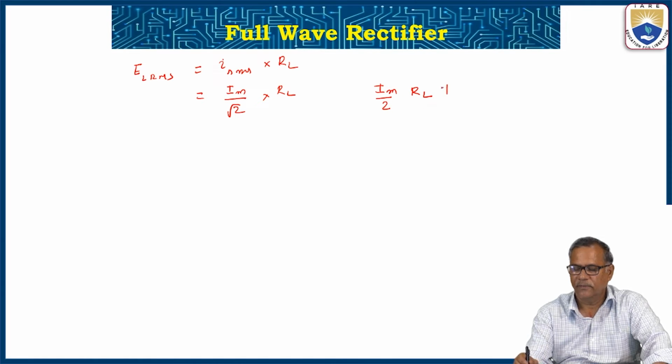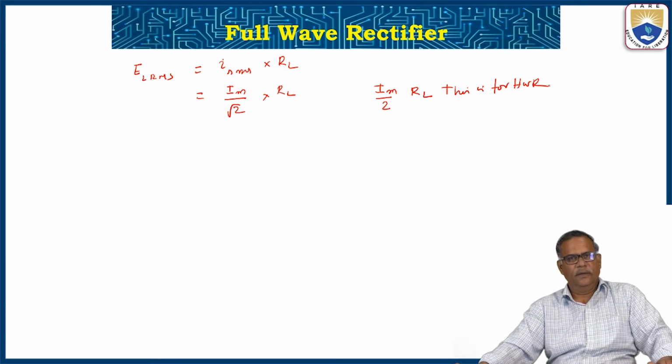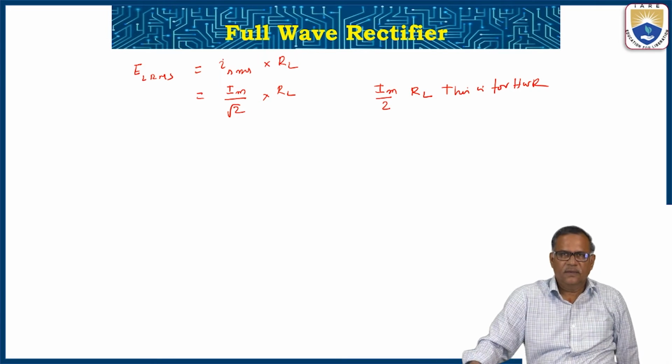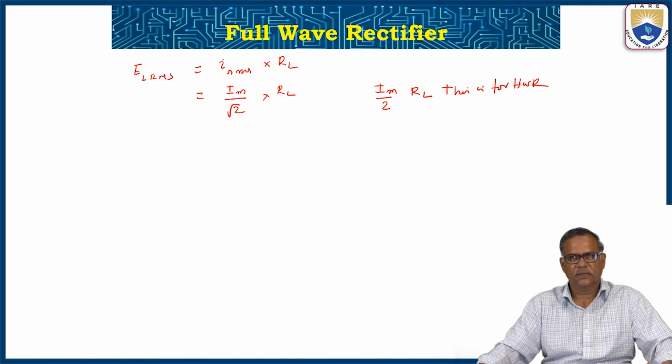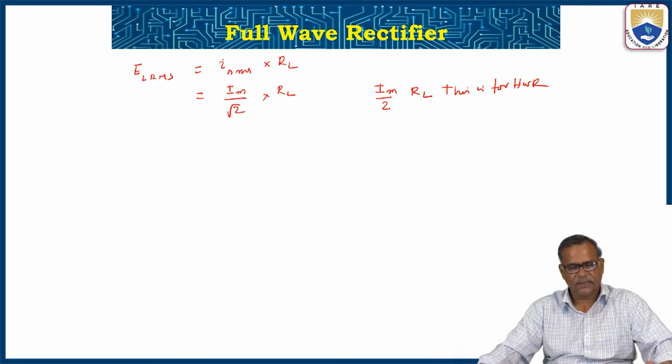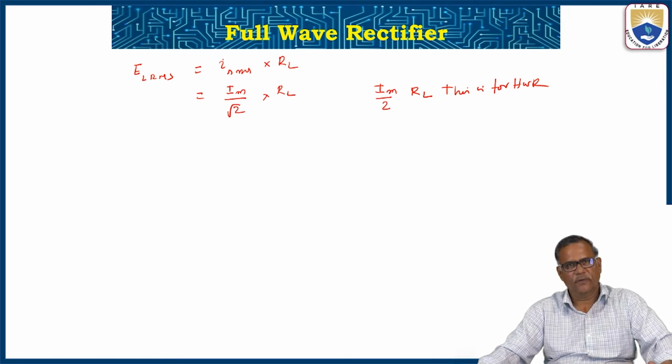So this is for half wave rectifier. So we can say that the full wave rectifier is superior as far as the RMS value of output voltage is also concerned. Next, let us calculate the DC power output for the full wave rectifier.